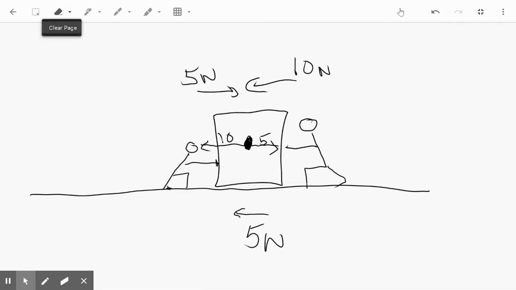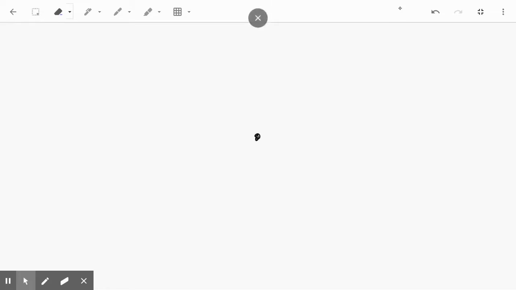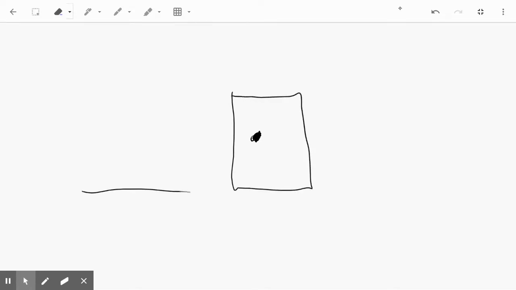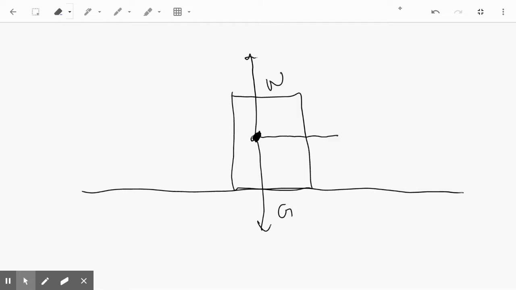All right, let's clear page again. Let's give another one here. Let's just pretend we have another object here. All right. And we have, let's name all the forces now. We have gravity going that way. We have a normal force going that way. We have a person pushing it with a force in that direction of 20 newtons. We have a person forcing it in this direction of 12 newtons. What is the net force on this object?